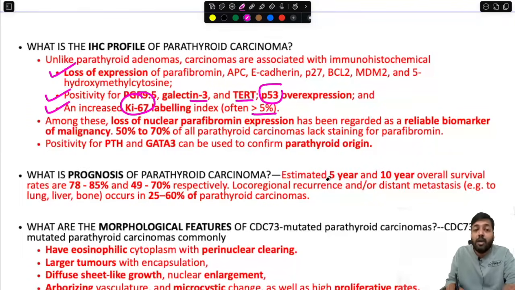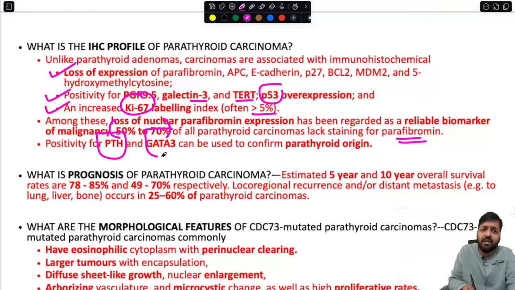Among these, remember, loss of nuclear parafibromin expression has been regarded as a reliable biomarker of malignancy. 50 to 70% of all parathyroid carcinomas lack staining for parafibromin. Positivity for PTH and GATA3 can be used to confirm parathyroid origin.